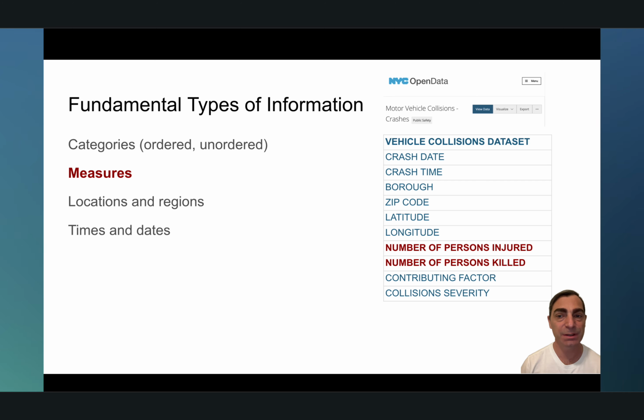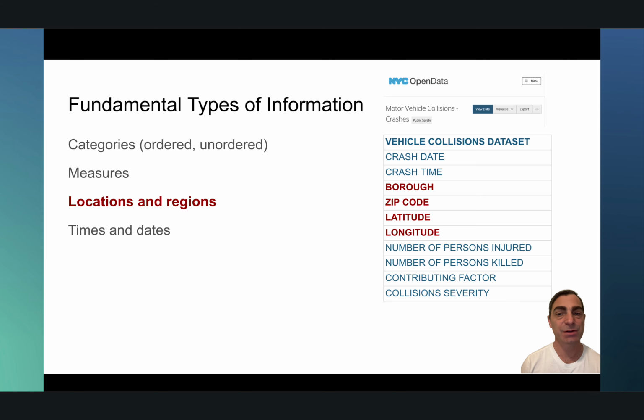The second type is measures. So in the collision datasets, number of persons injured and number of persons killed in a given collision is an example of two measures. So measures in general is just quantities that represent something that is being measured.